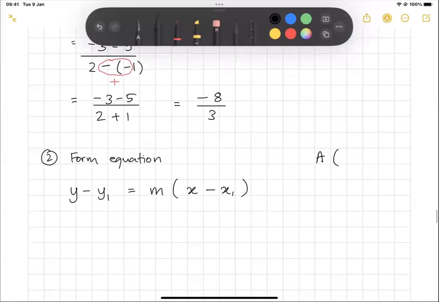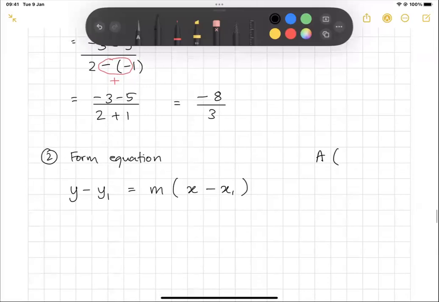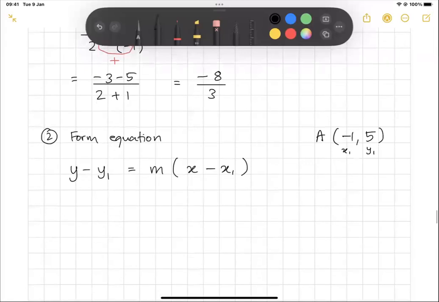So I'm just going to bring it down. My point A here is (-1, 5). Just going to label it again, x1, y1. Then I'm going to sub in what I know. So it must be y minus, what's my y1? 5, equal to, what's my m? I figured out at the top, which was -8 over 3. Open the bracket, x minus, what's my x1? My x1 is -1. I'm putting in the brackets so that I know.